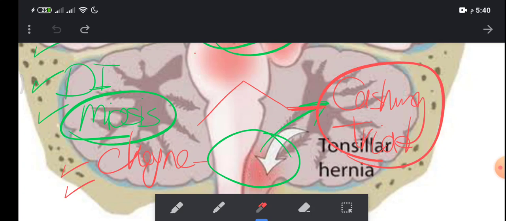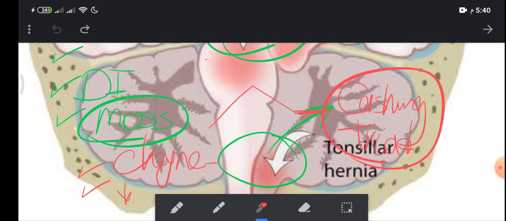Then after that we are going to have a decreased level of consciousness. Actually, it becomes the most affected thing in transtonsillar herniation. Also, the last thing I'm going to talk about, Cushing triad also has bradycardia and hypotension. So that's for the lecture of today.